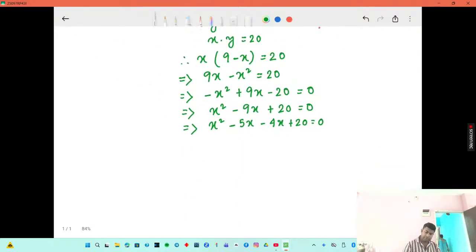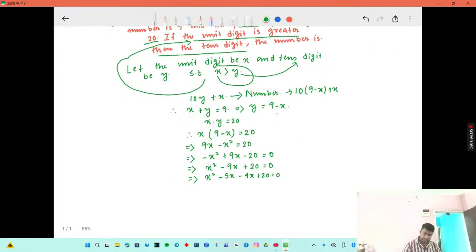So now, (x minus 5)(x minus 4) is equal to 0. Therefore, x is equal to 5 and x is equal to 4. Now, can you say what will be the value of x and what will be the value of y?